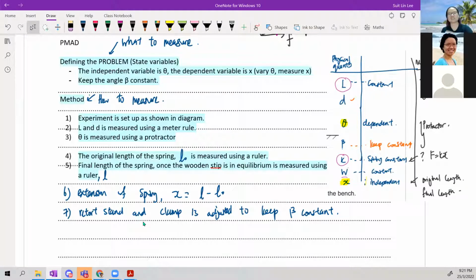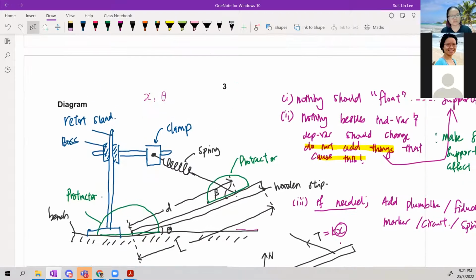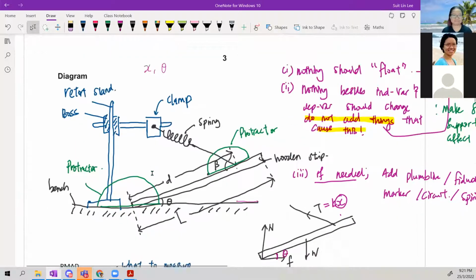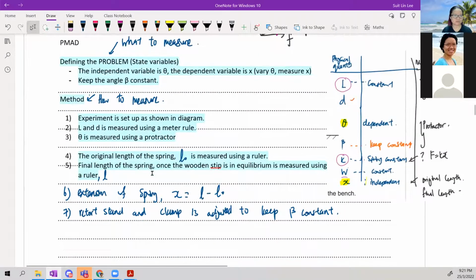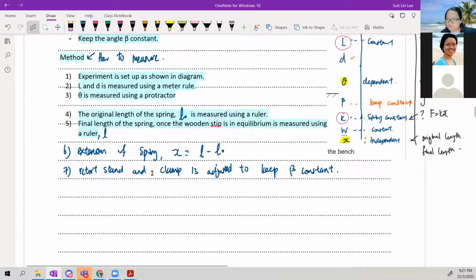So for example, when I change theta and then beta changes, what I will do is I'm going to scroll up for a bit. If, let's say, I change the angle of theta, beta would change also, right? So what I need to do is change the height of this boss, adjust the height of the clamp, bring it lower or higher. Okay. You don't necessarily need to say how. If you don't know how to adjust it, you just say adjust the retort stand and clamp to keep beta constant. It's okay to be vague here.